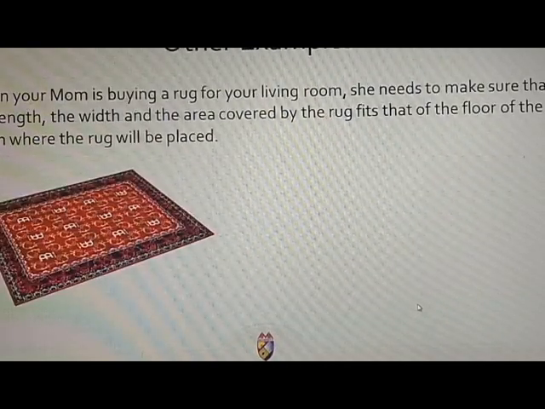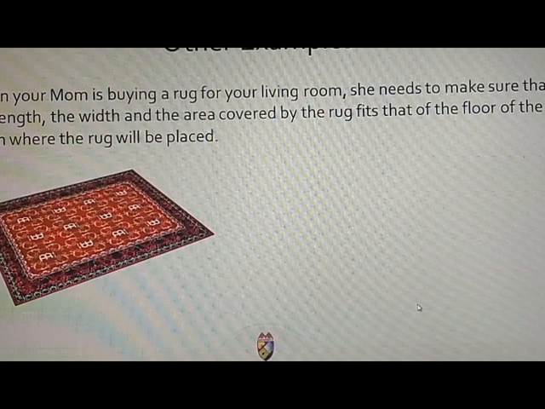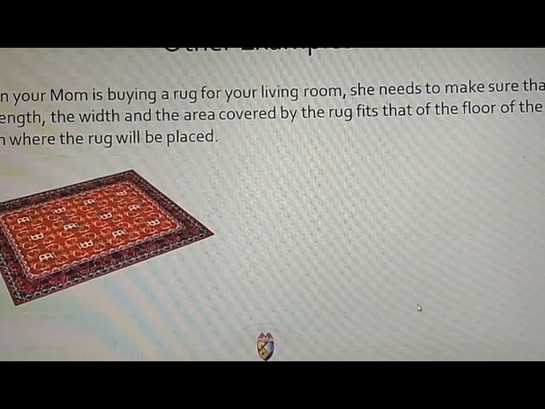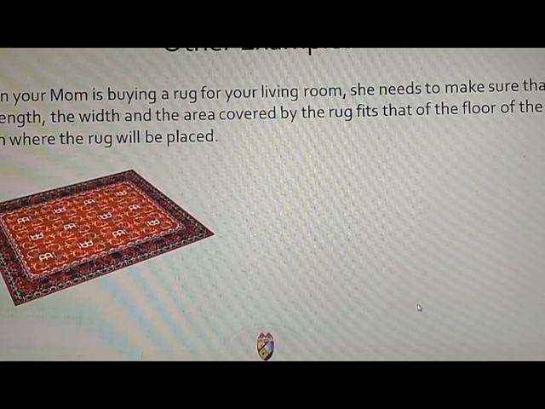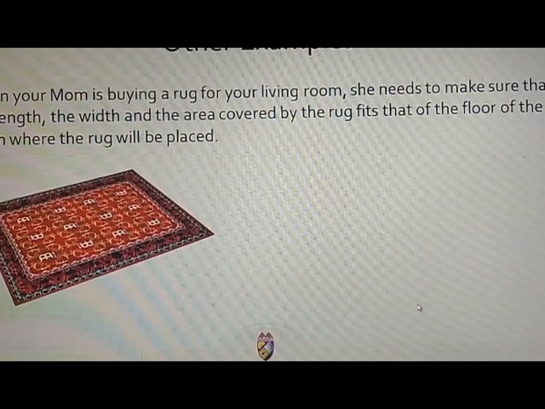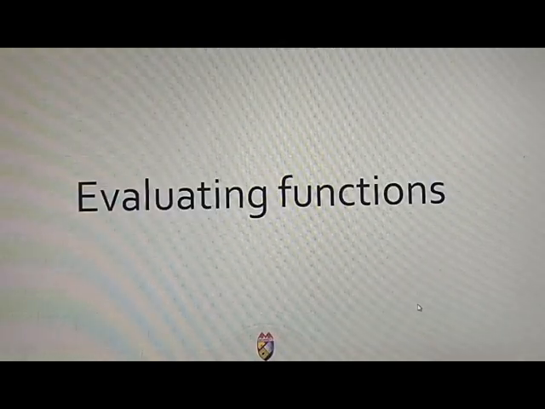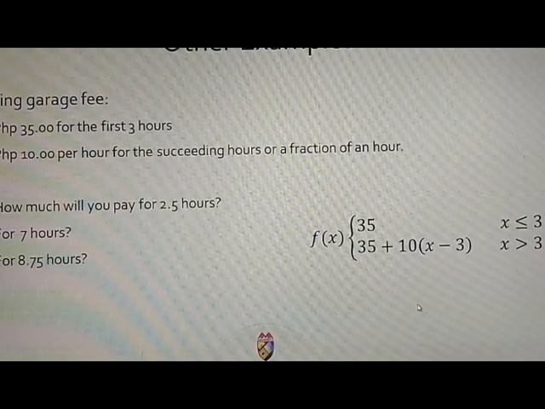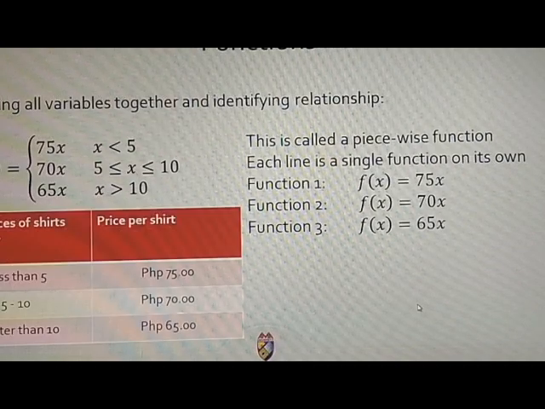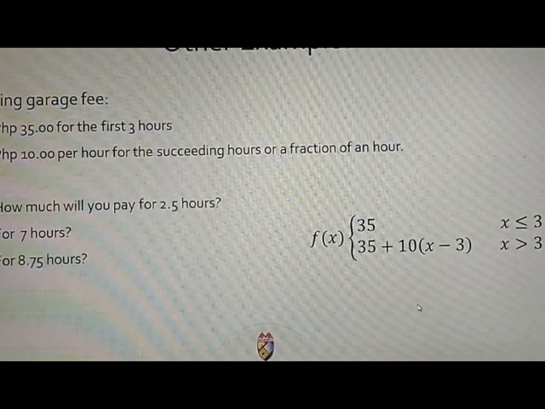Another example: when your mom is buying a rug for your living room, she needs to make sure that the length, the width, and the area covered by the rug fit that of the floor of the room where the rug will be placed. Kailangan niya ng eksaktong sukat. That is an example of a function.